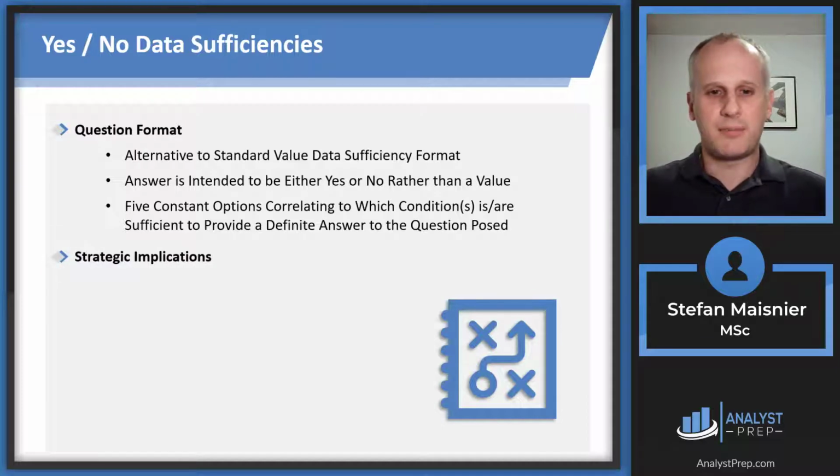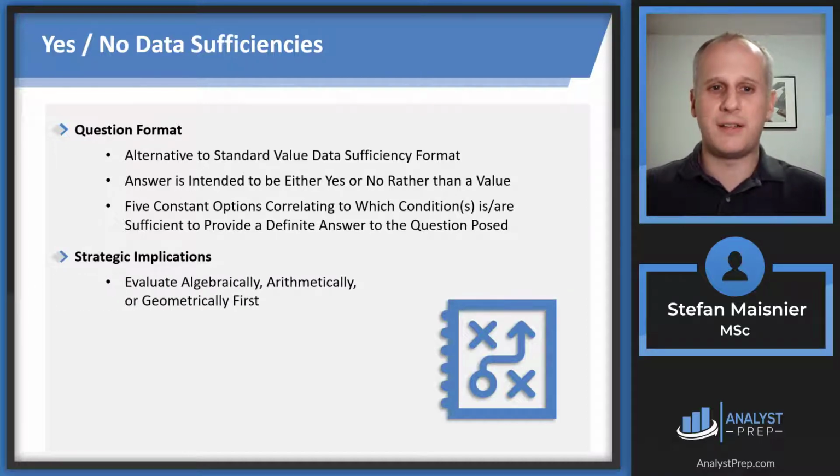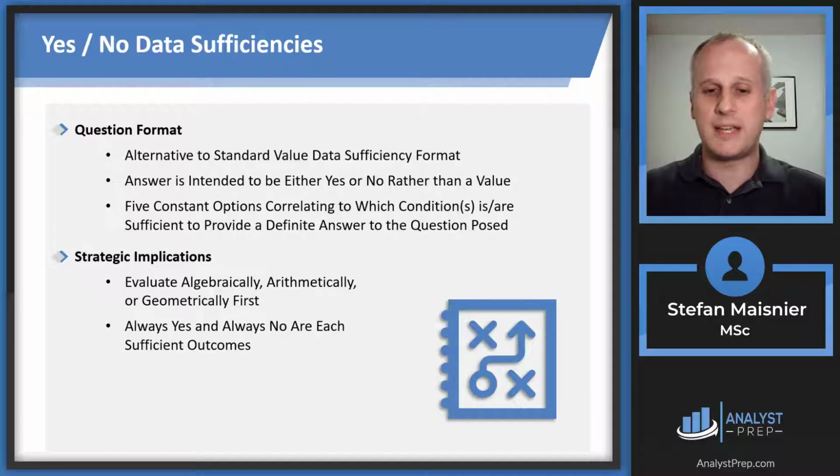Now, let's talk about the strategic implications of this slight variation from a value data sufficiency to a yes-no. So first, you're still going to evaluate yes-no data sufficiencies the same way as you would a standard value data sufficiency, either algebraically, arithmetically, or geometrically first. We want to do it mathematically. But we also have to recognize that always yes and always no are each sufficient outcomes.